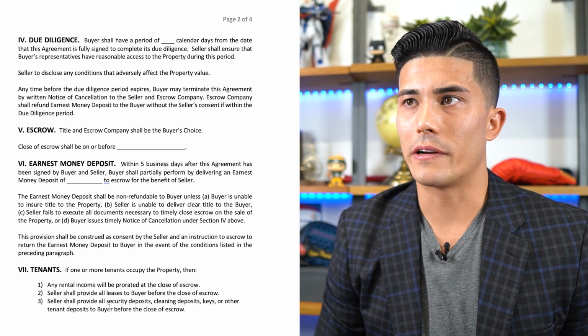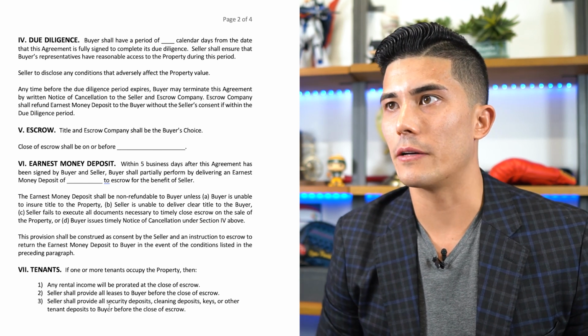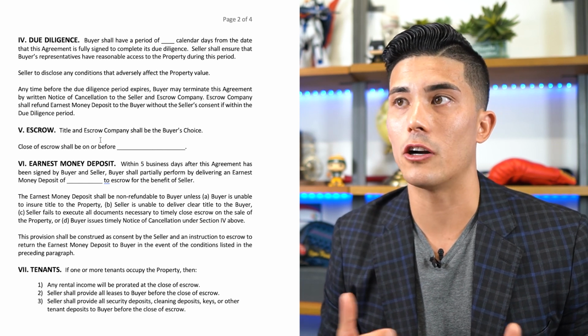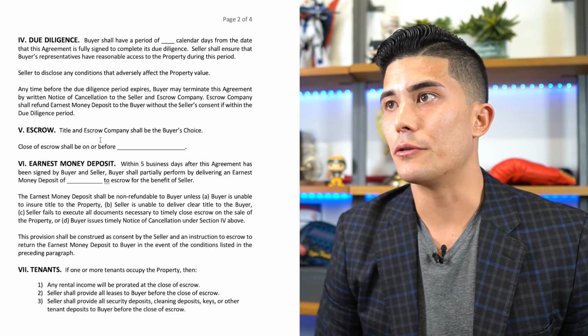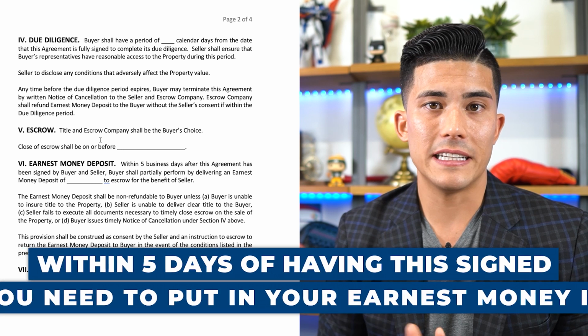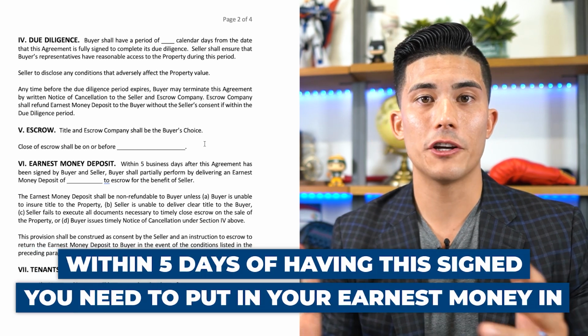Section 6, this is what we were just talking about with the earnest money deposit. Within 5 business days after this agreement has been signed by the buyer and seller, buyer shall partially perform by delivering an earnest money deposit of blank to escrow for the benefit of the seller. So within 5 days of getting this signed, you need to put your earnest money deposit down with the title company. This amount can be whatever you guys agree to.